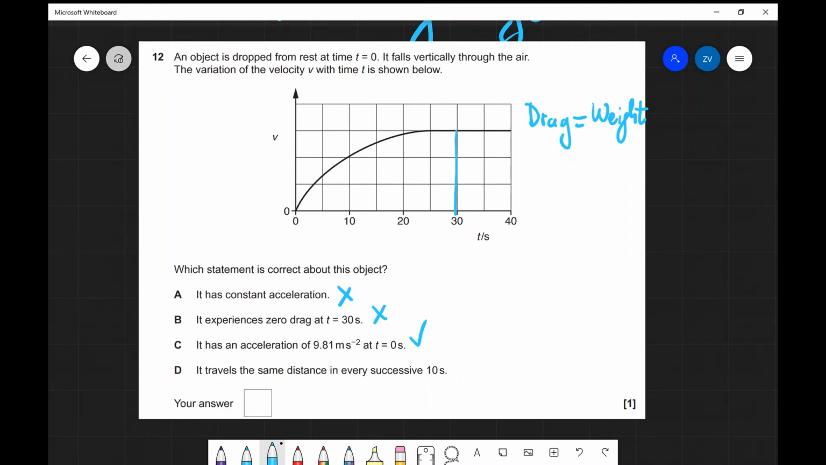D, travels the same distance in every 10 seconds. Yeah, this is obviously not true as well. So the correct answer is C.